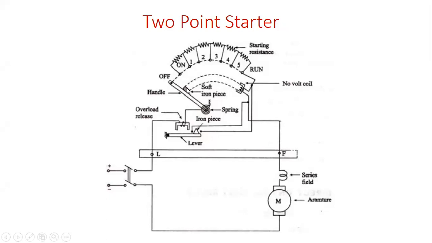The soft iron which is found in the handle will be attracted towards this electromagnet, such that the handle will not be released back once again to the off position. The handle will not be released back from the run position to the off position, right? For that only we are using an electromagnet here. That is the ultimate aim here.